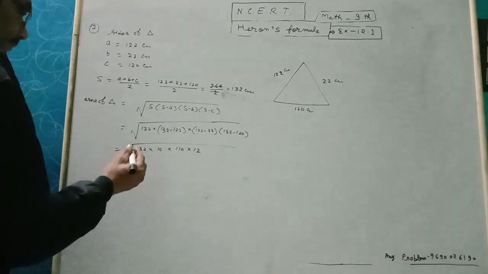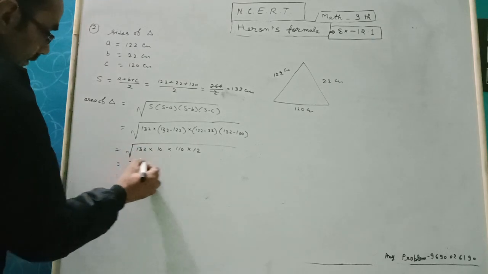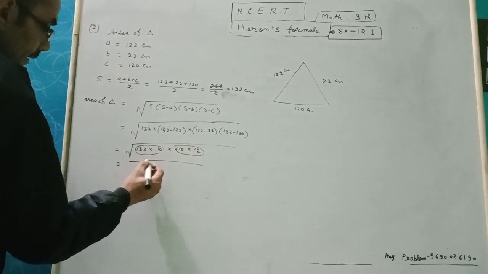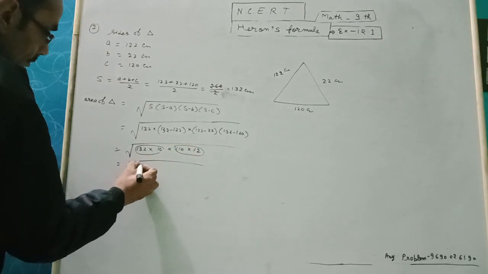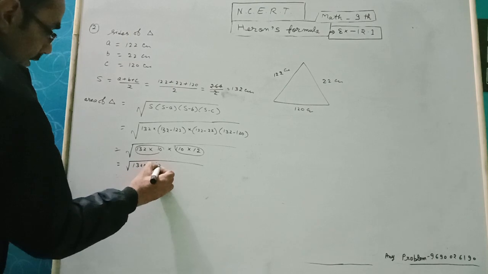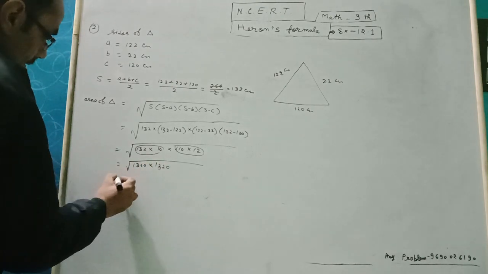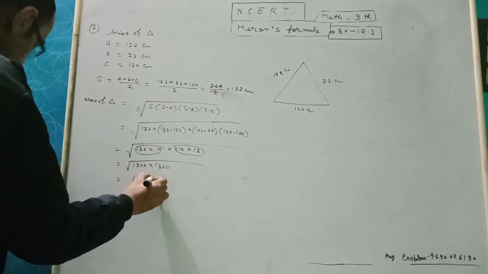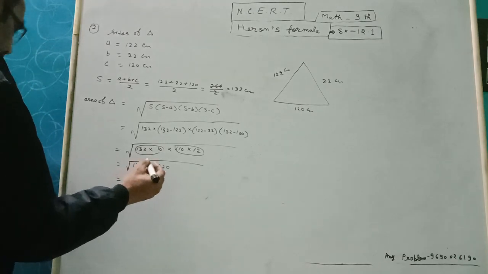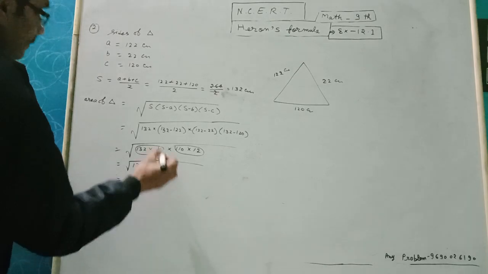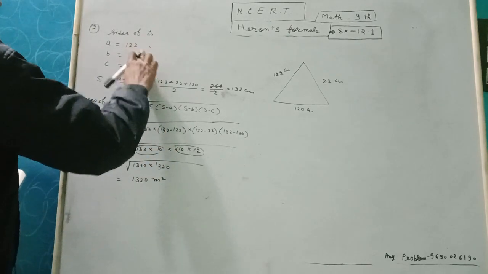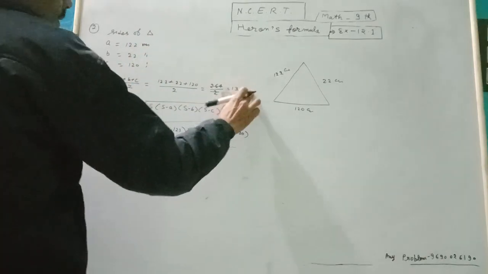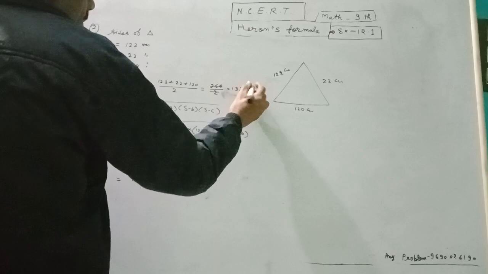After multiplying first and second, third and fourth, under root 1320 into 1320. After under root, 1320 meter square. The sides are given in meters.